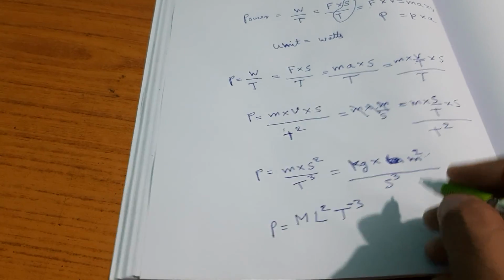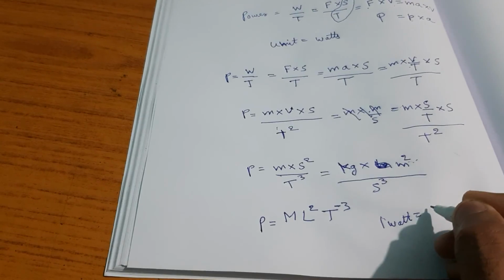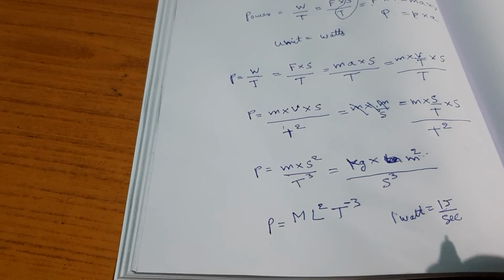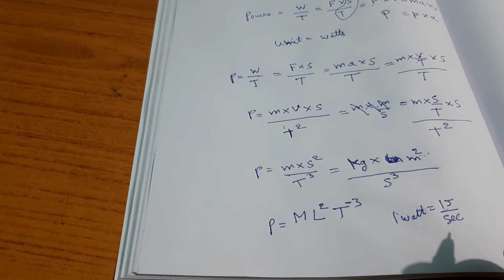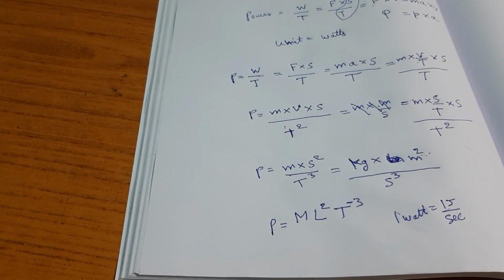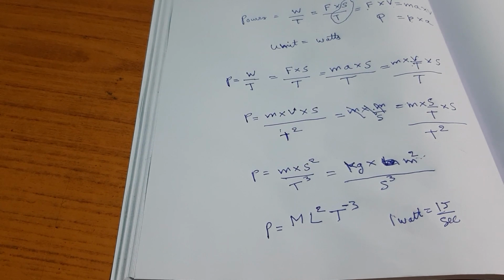And 1 watt is equal to 1 joule per second. So that is 1 watt power. I hope you have learned a lot about power with the help of an example, derived its dimensional formula, and also learned its definition.